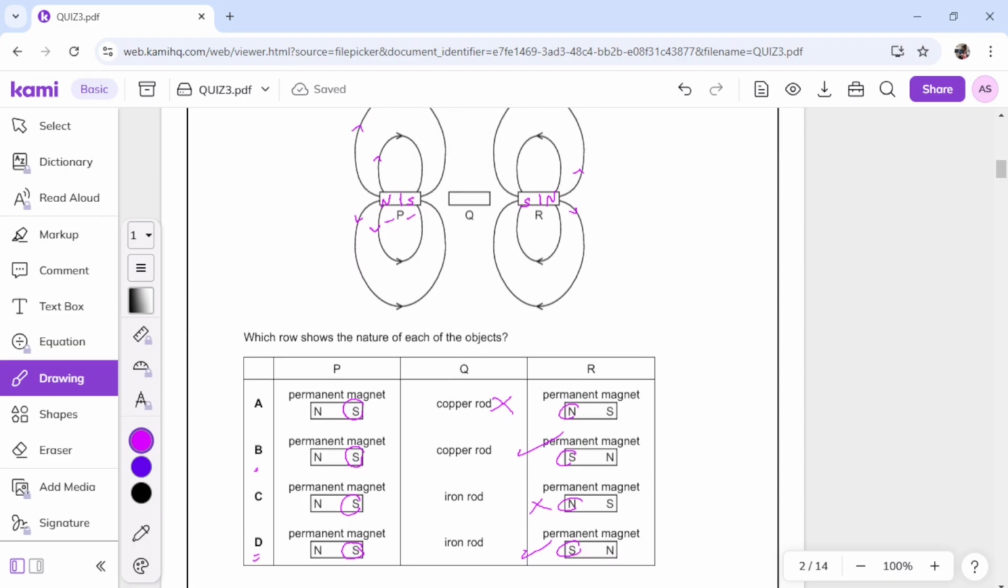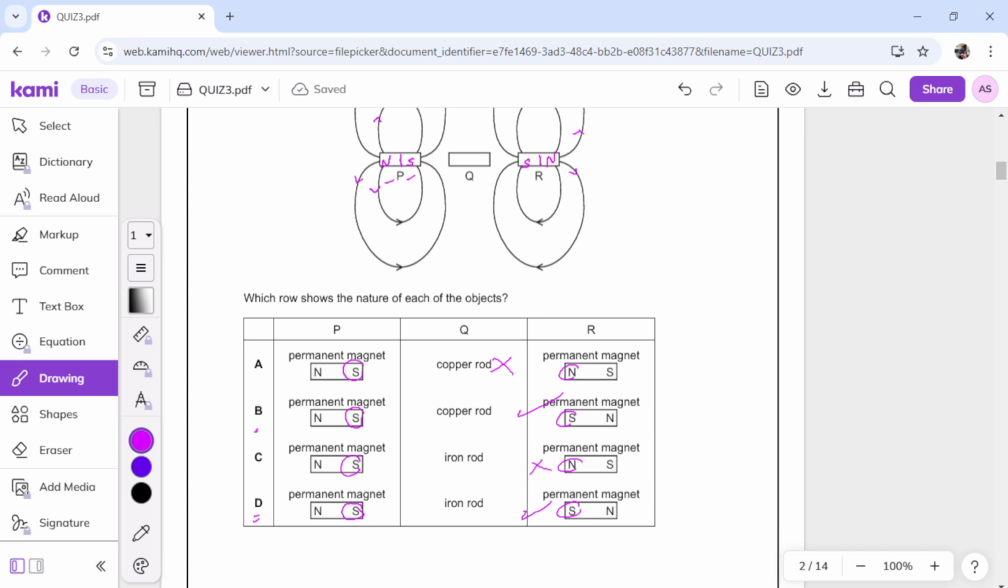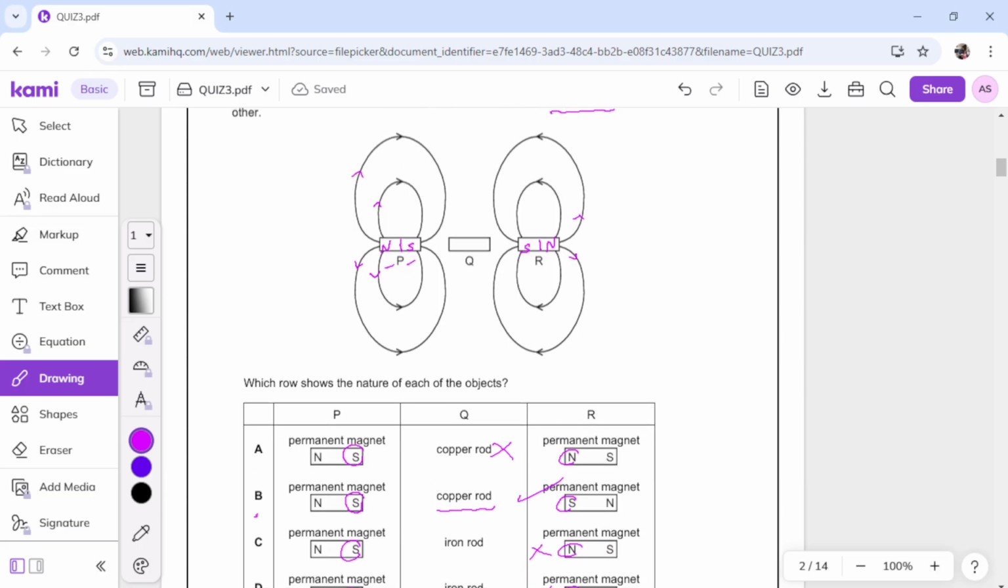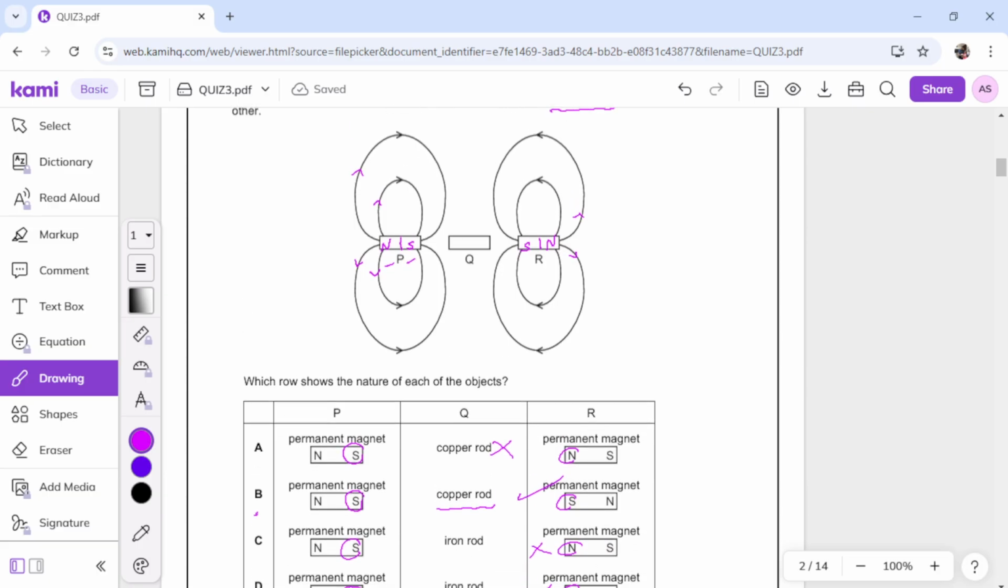Okay, so what is the difference between B and D? He said in B, copper rod. Copper rod is non-magnetic material. And in D, he put iron rod. It means a magnetic material. So, do we have magnetic material or non-magnetic material? Q must be non-magnetic material.